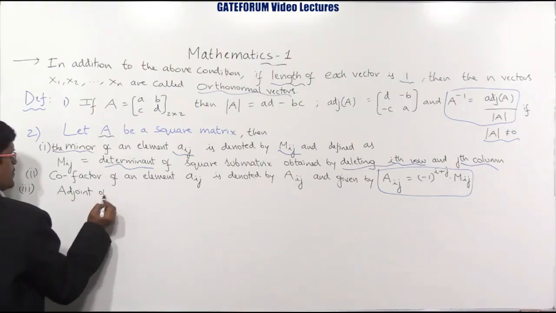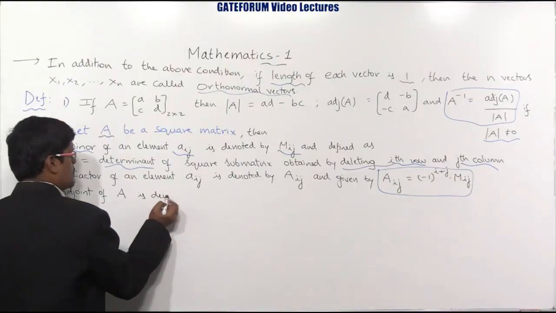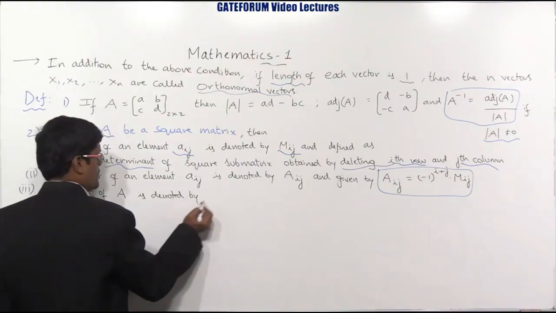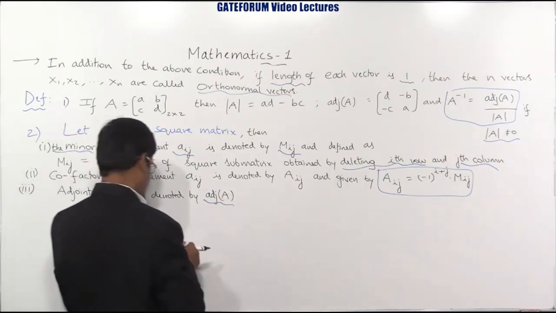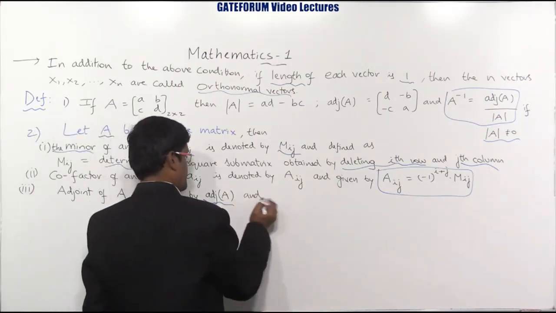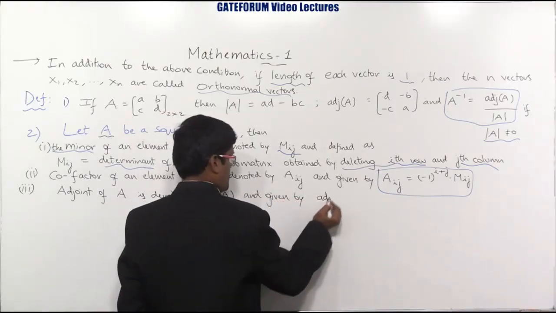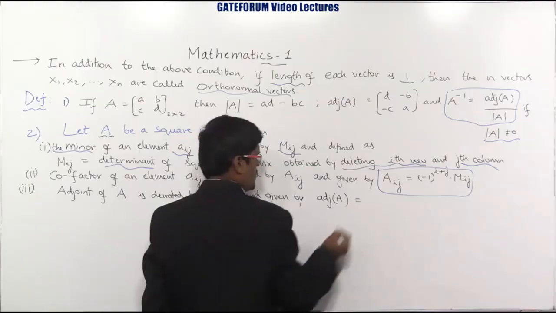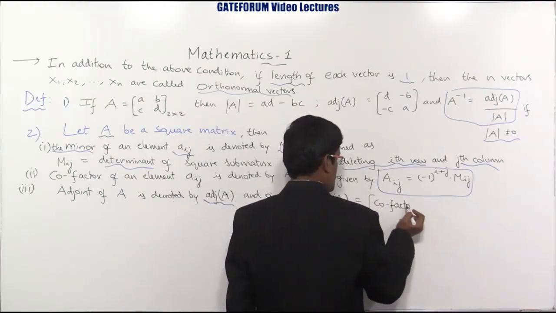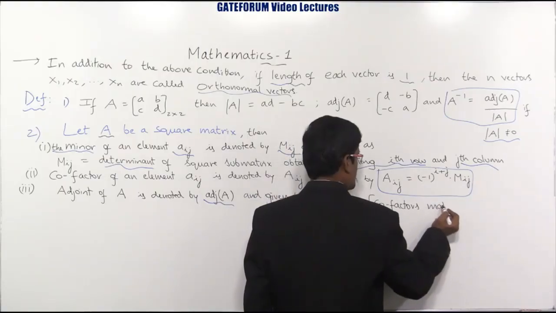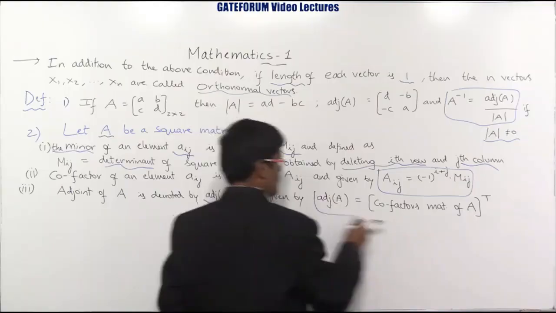Adjoint of A is denoted by ADJ A and given by ADJ A is equal to the cofactors matrix of the matrix A transpose. This is the definition.